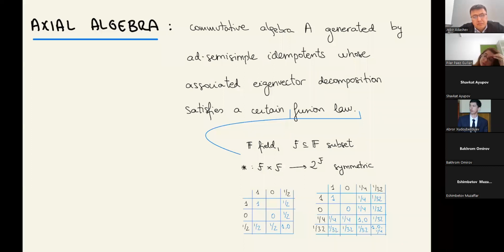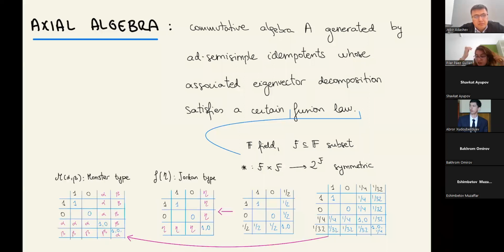So these are two typical fusion laws, which can be generalized to the fusion laws that we call of Jordan type, which is the same as the one that I presented for Jordan algebras, but instead of having 1/2, I have a parameter theta, and also the monster type with 2 parameters, alpha and beta, which generalize the fusion laws of the Griess-Norton algebra. Okay, so these are the fusion laws. Let's go back to the axial algebras.